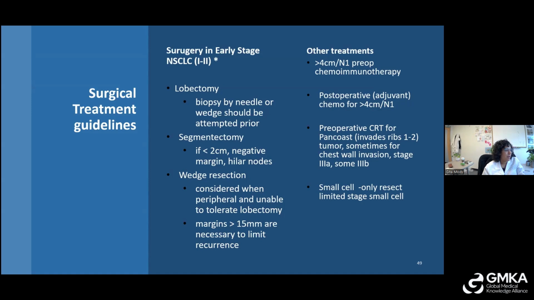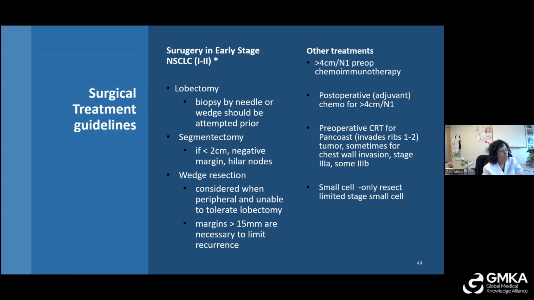And then we already kind of talked about this. When tumors are greater than 4 centimeters or there's an N1 node, chemoimmunotherapy must be considered. Also, if you find afterwards that the tumor was larger or the node is positive, you would offer adjuvant chemo for a marginal increase in survival rates.